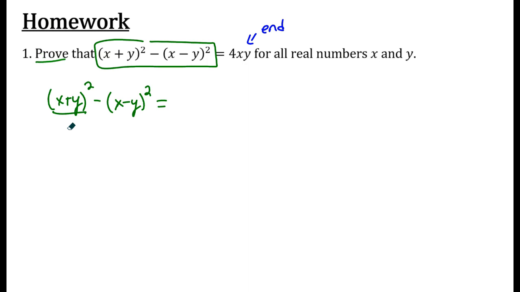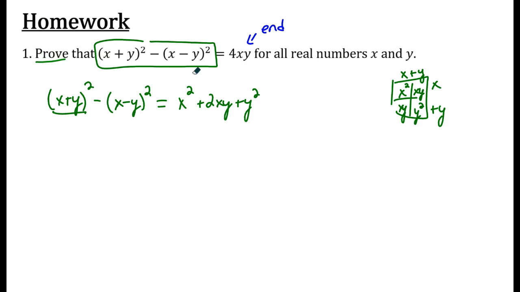So I have to square x plus y. If I square x plus y, what do I get? x plus y, x plus y. I get x squared, xy, xy, and y squared. So that gives me x squared plus 2xy plus y squared. That's what that first guy is.